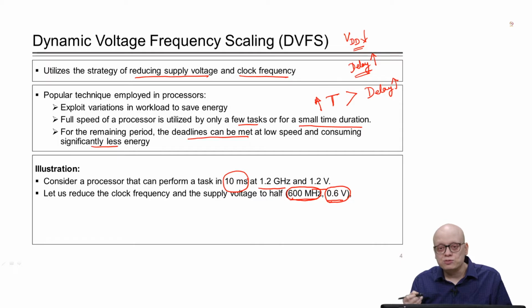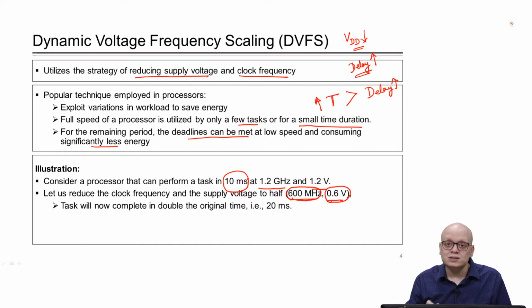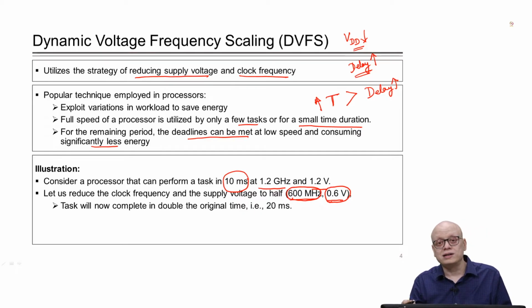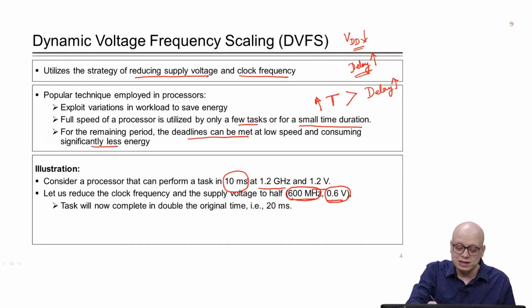So, in this case we are assuming that it is reducing by half, that is from 1.2 gigahertz to 600 megahertz, right. Now, given this reduction in the clock frequency, the task will complete in double the original time. Why? Because the number of clock cycles required to complete a job will remain the same, but the time period has increased twice, right, and therefore it will take 2 times more time to complete the task. So, initially it was completing in say 10 millisecond, now it will complete in 20 millisecond, right.